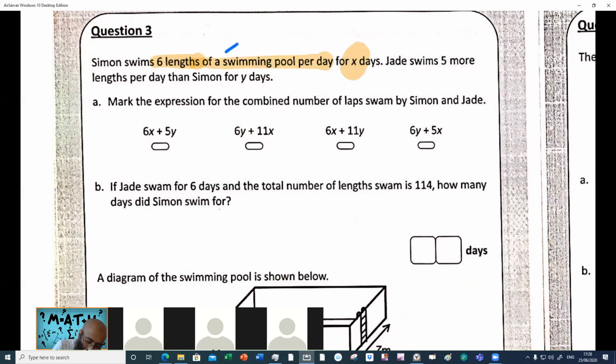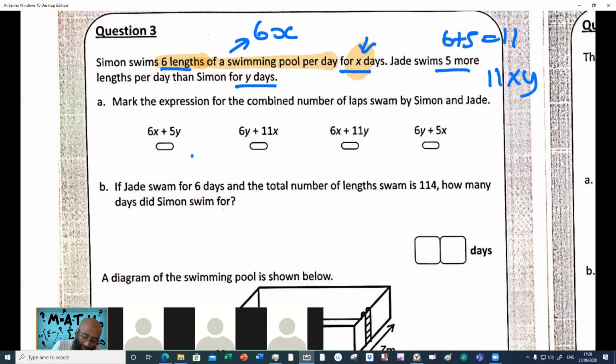So if I wanted to change that English, that highlighted English, into maths, what would it look like, Musa? It would look like 6x plus 11y. Oh, you give me the whole answer, young man. You're ahead of me. Okay, 6x is good. Why? Because you got 6 lots of x, because you're doing it 6 times on the x days. Jade swims 5 more lengths, so 6 add 5 equals 11. It does it for y days, so it'll be 11 times y. So you got 2 elements, 6 times x, add 11 times y, which gives you that one.